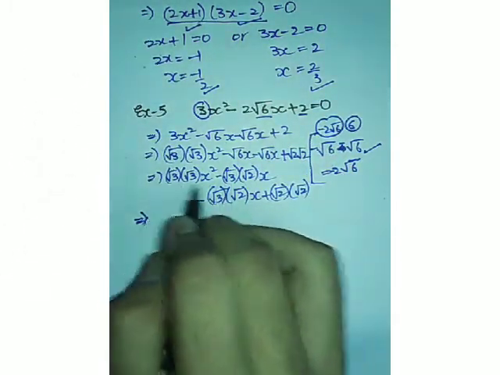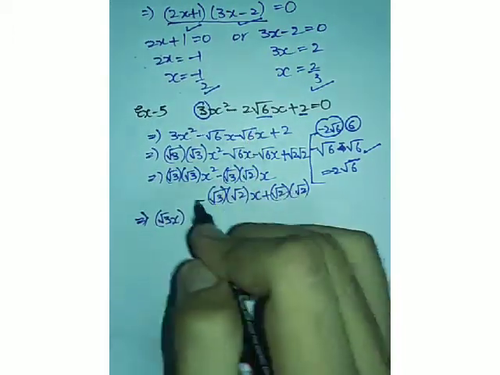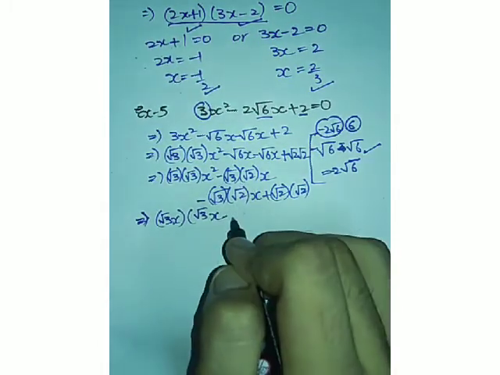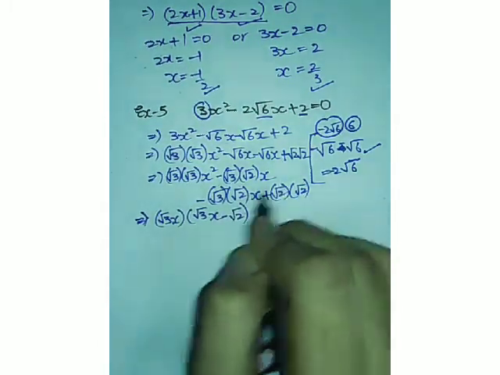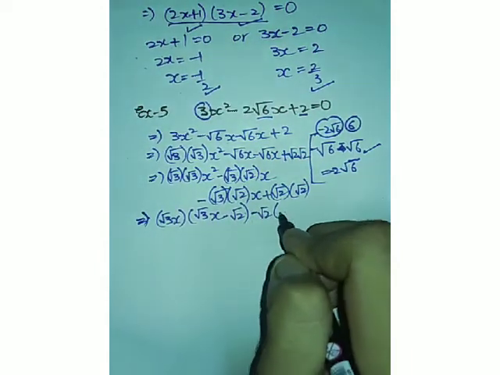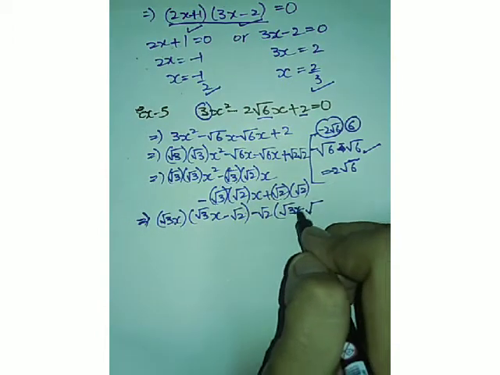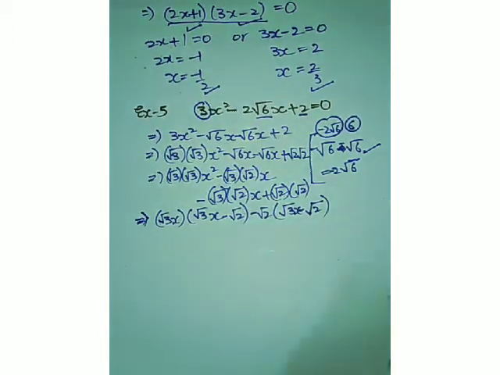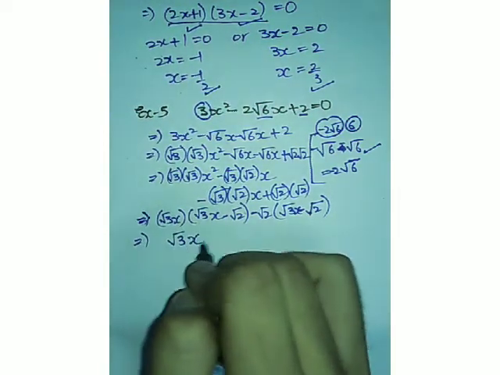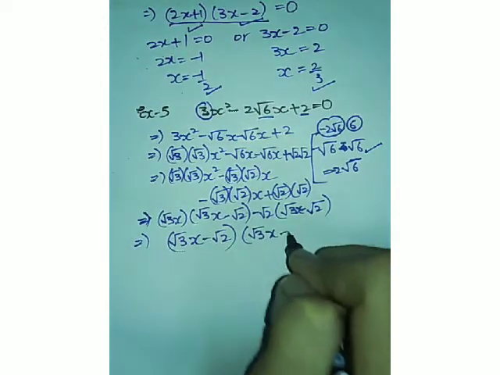So now from here you can take root 3x as a common factor, right? What will you get? Root 3x minus root 2 inside. From here you can take minus root 2 as common factor. What will you get? Root 3x minus root 2, right? Now what is the common factor again? Root 3x minus root 2 and root 3x minus root 2.